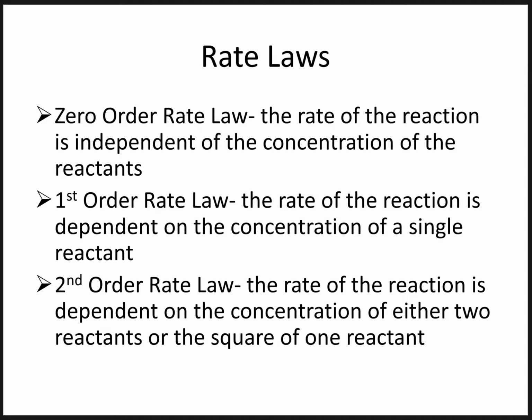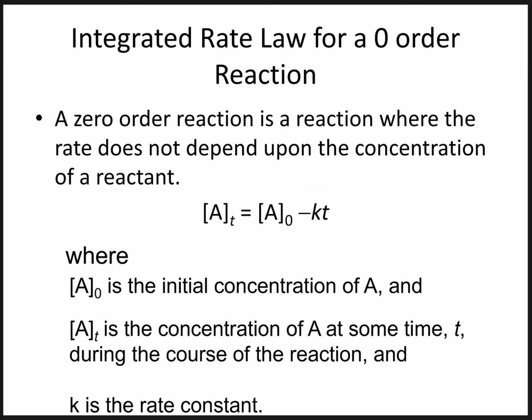So the general form of a zero-order rate law is such that the concentration at any given instant, A sub t, is equal to the initial concentration, A sub 0, minus the rate constant k times the amount of time that's elapsed. If you were to think about this as a graph, this would just be a straight line.